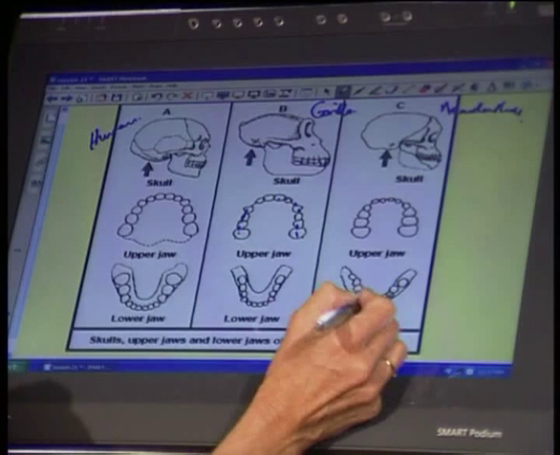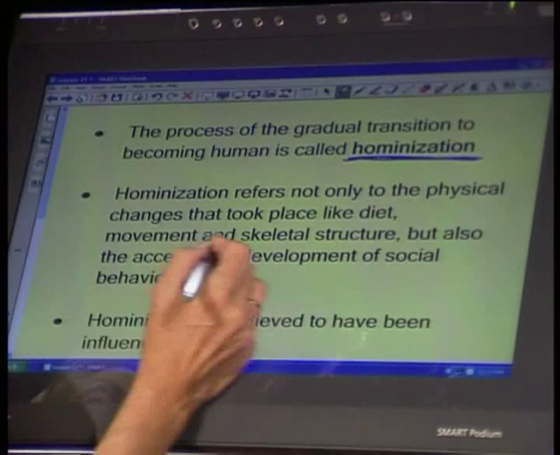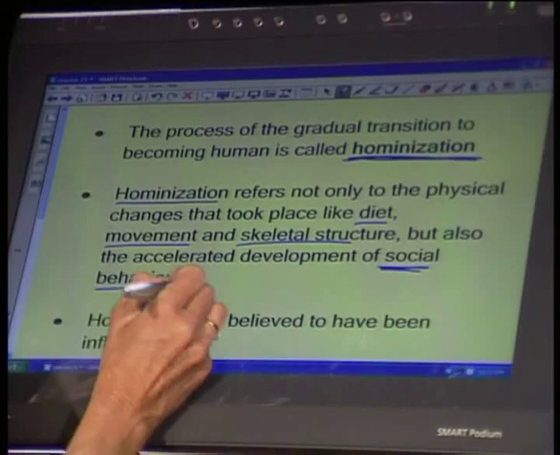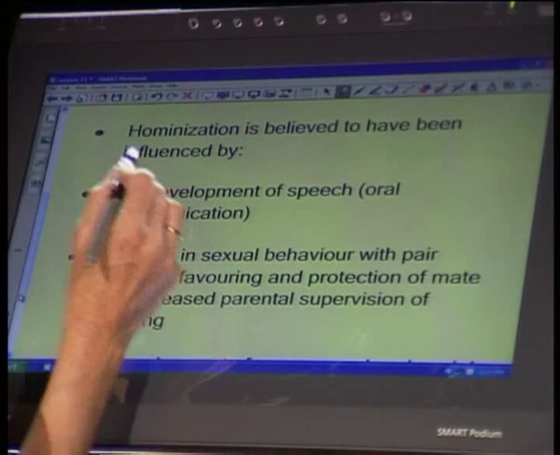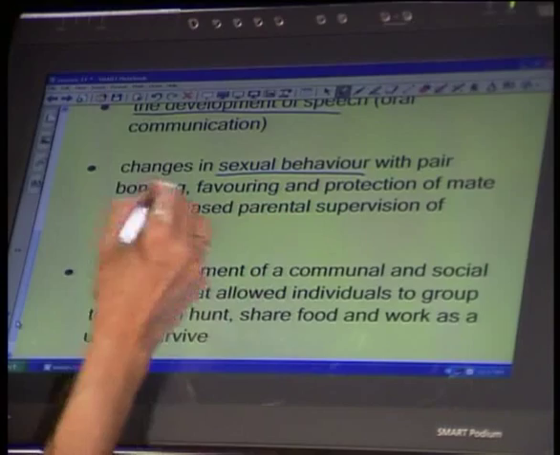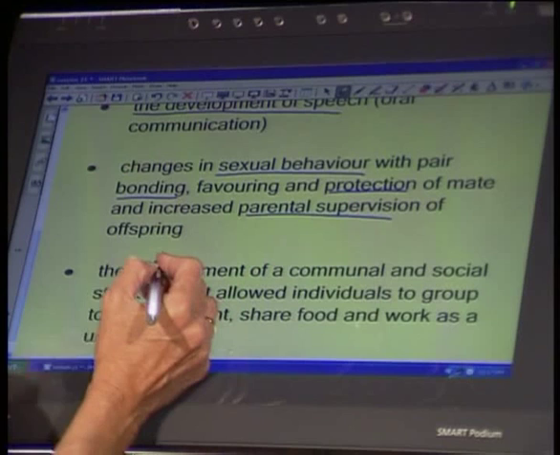Okay, the process of gradual transition to becoming human is called hominization, because remember we're talking about the hominids. Now, hominization refers not only to the physical changes, but also diet, movement, skeletal structure, and then the development of social behavior, because that's what makes us human and not animals. Hominization is believed to have been influenced by the development of speech, we can communicate, changes in sexual behavior with pair bonding, favoring and protection of the mate, increased parental supervision of the offspring, etc.